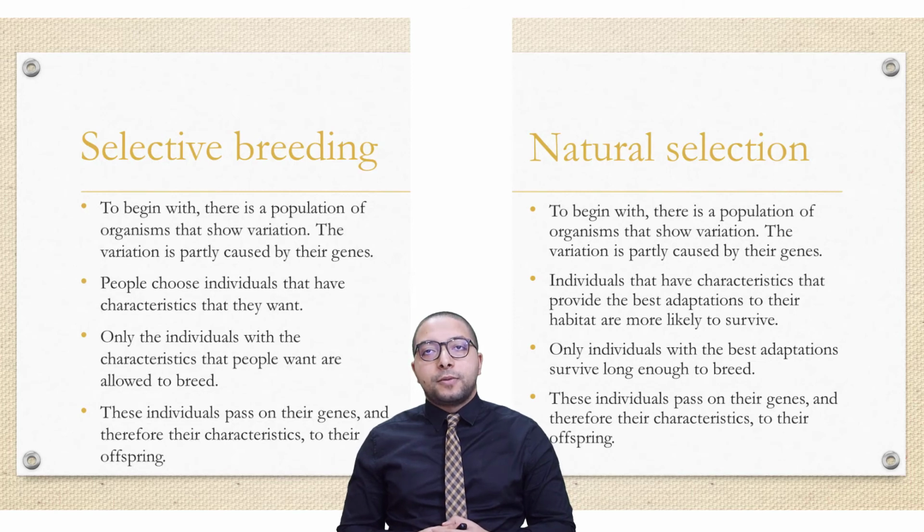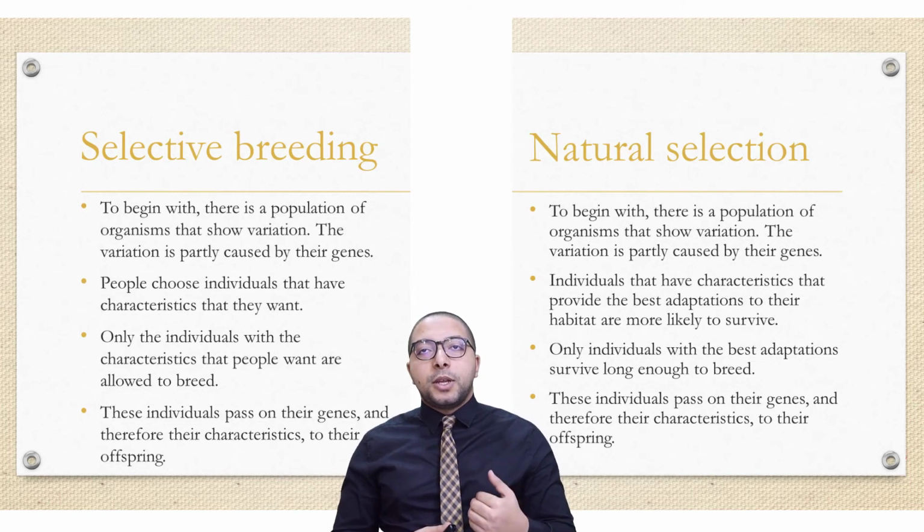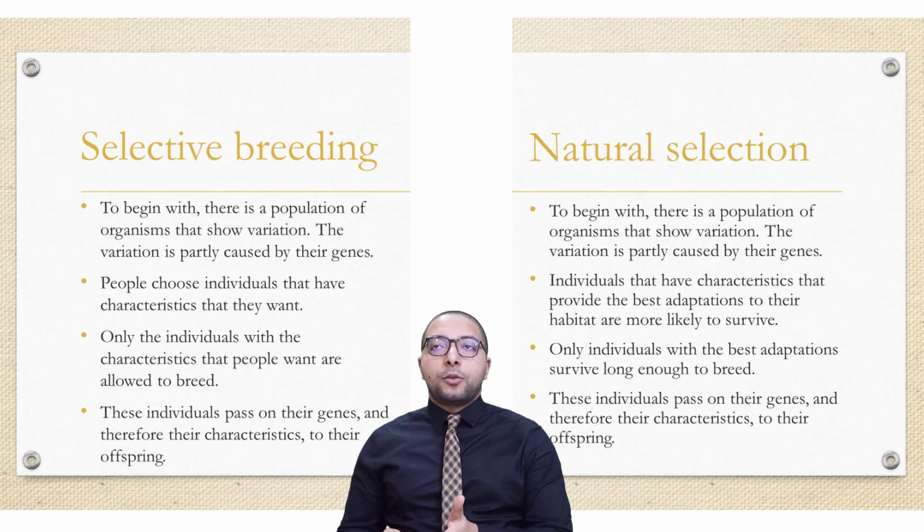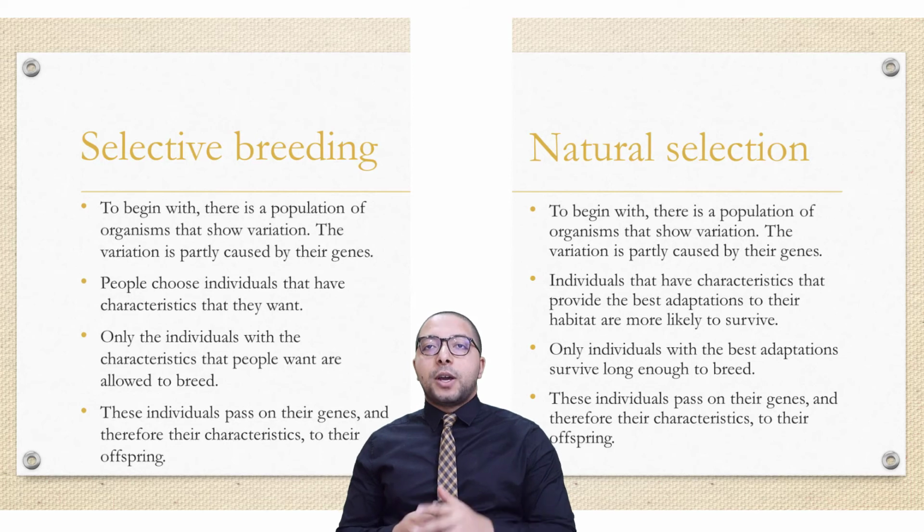So individuals that have characteristics that provide the best adaptation to their habitat are more likely to survive. So in selective breeding, as humans have decided, only the individuals with characteristics that people wanted are going to breed, while on the other hand, for natural selection, only individuals with the best adaptation survive.